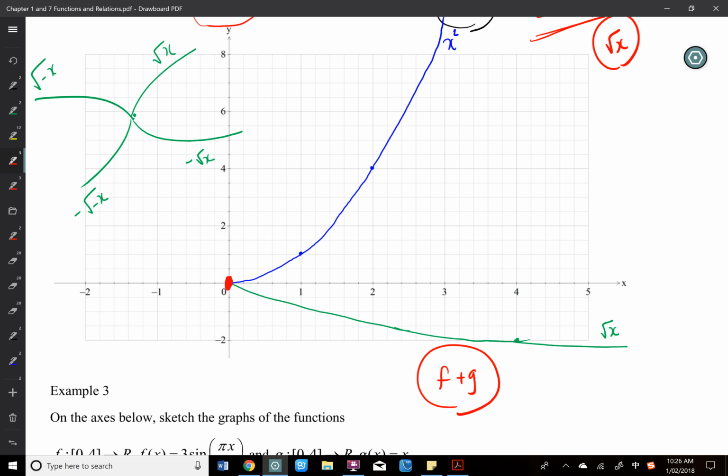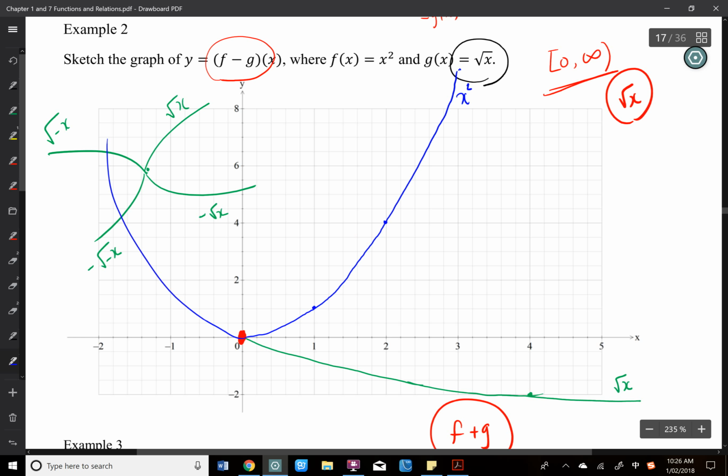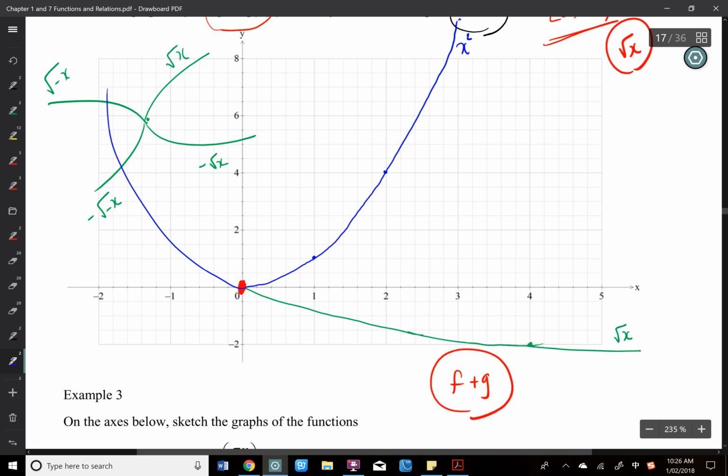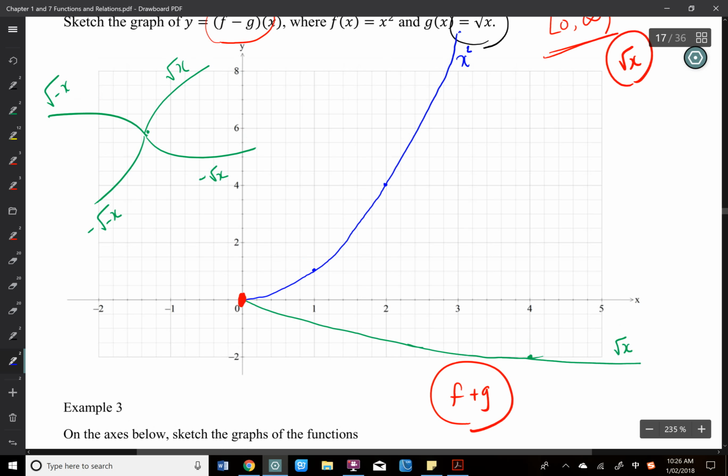Okay, the domain can only be the intersection. Because let's say for this blue graph, you can have the other half, but you have nothing to add from negative infinity to 0. When you are adding them, it's only from 0 to infinity. So it will be the intersection of two graphs. It can't be the full domain. You must find the smallest domain from both graphs. So that's why I restricted from 0 to infinity.